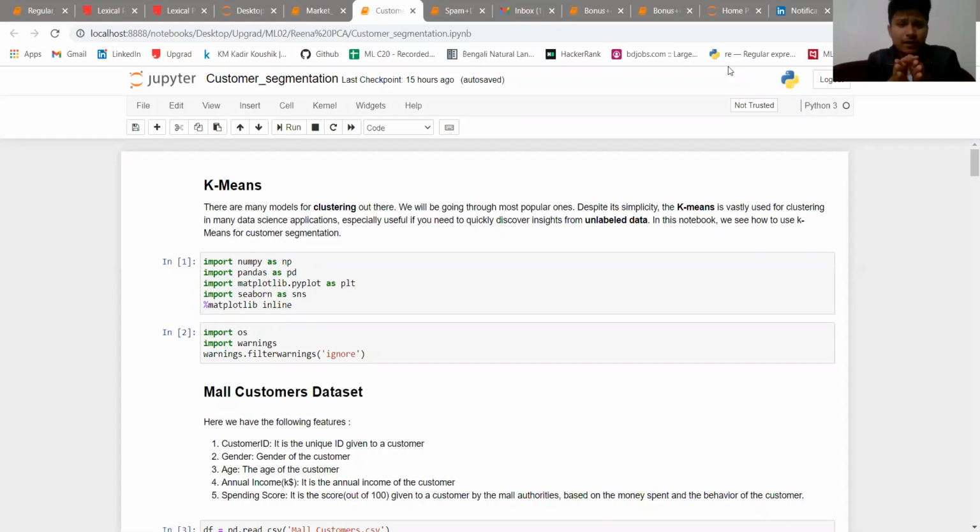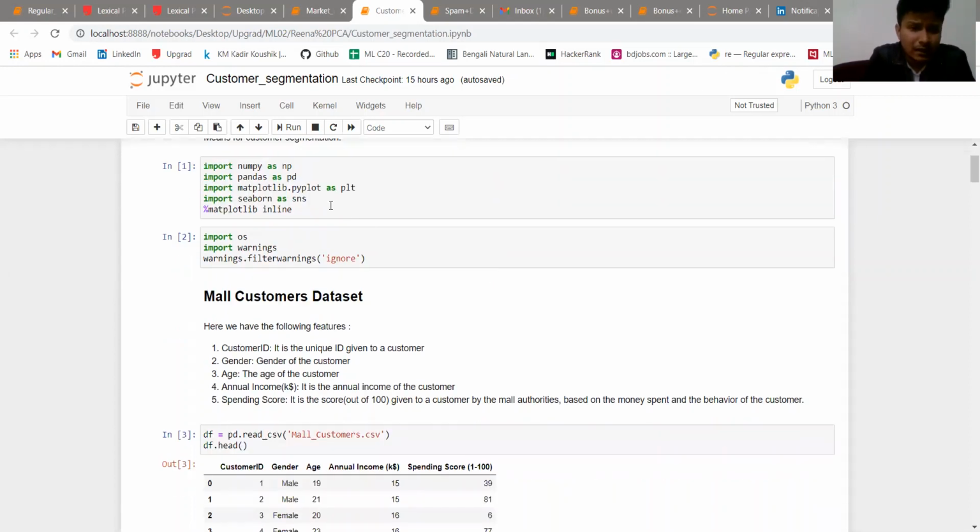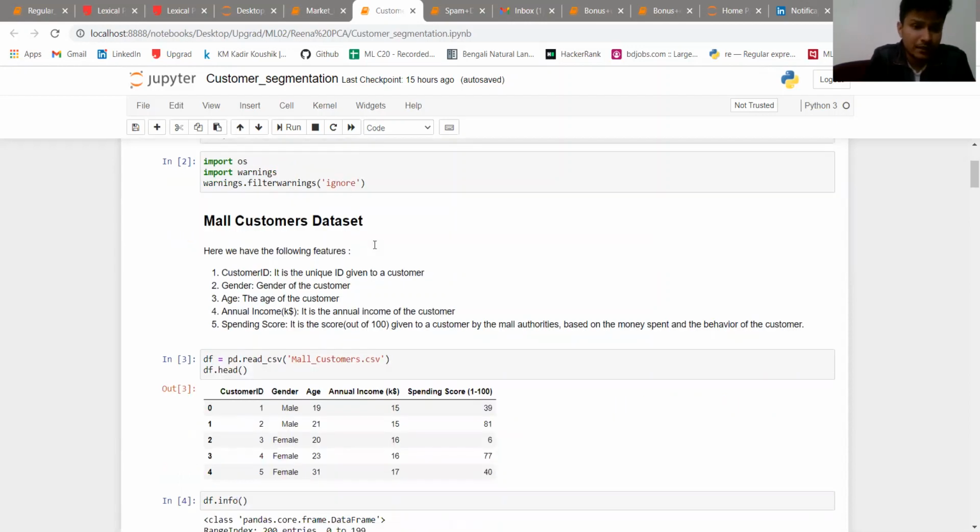So let's proceed with our working today. We'll be working with three algorithms: k-means clustering, DBSCAN, and k nearest neighbor. So let's begin. We first start with all the relevant libraries: NumPy for mathematical operations, Pandas for dataset manipulation, and Matplotlib and Seaborn for our data visualization.